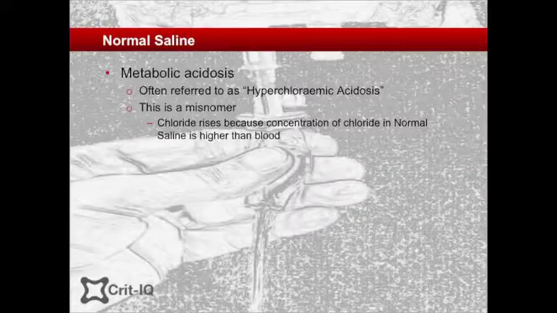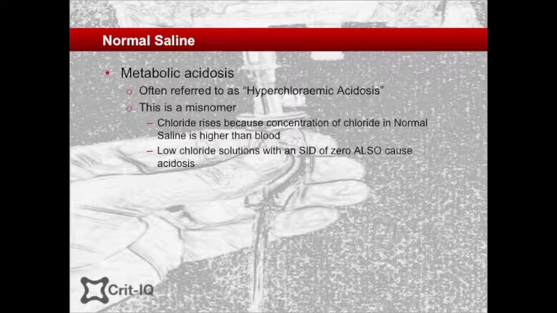The chloride rises because its concentration is higher in normal saline than in plasma. However, if low chloride concentration solutions with a strong ion difference of 0 were infused, then chloride might actually fall, but an acidosis would still develop. Consequently, some authorities reject the term hyperchloremic metabolic acidosis because it inappropriately suggests that the chloride itself is responsible. But it's not as straightforward as that.